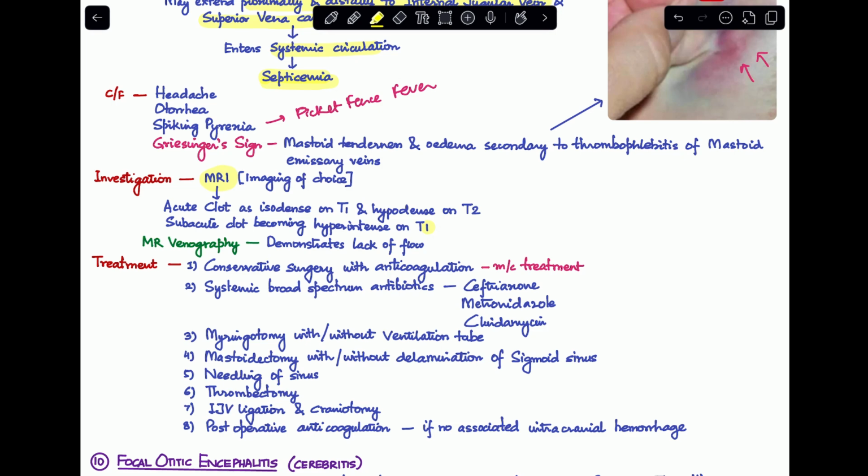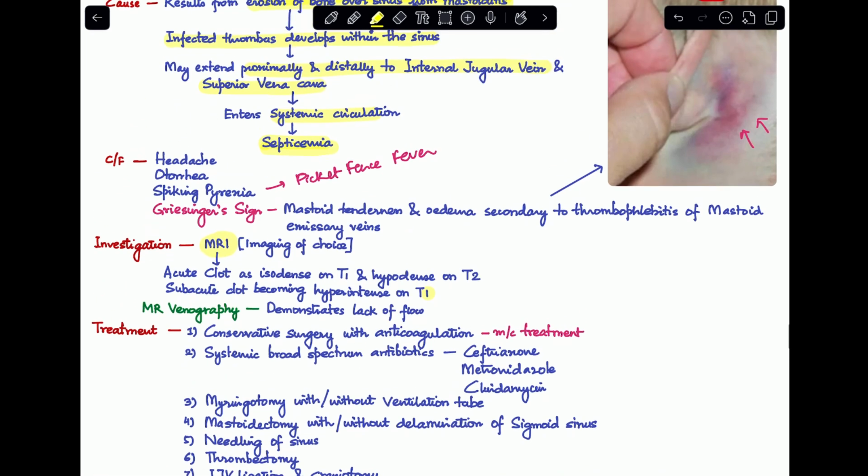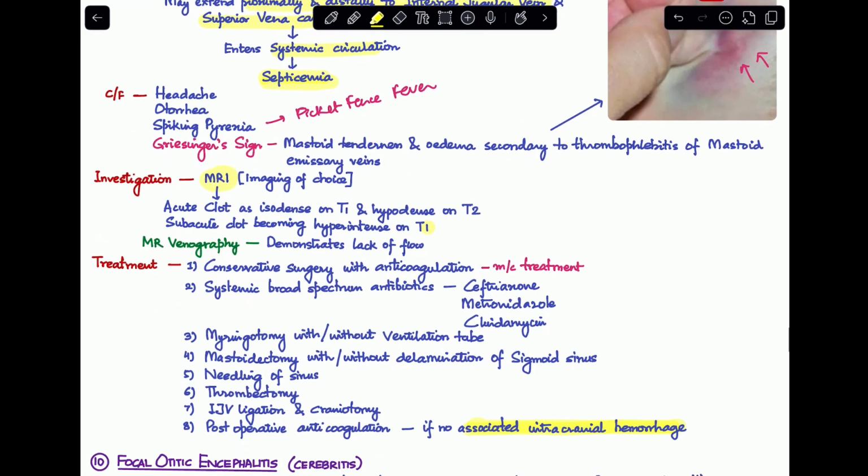There are other surgical treatment options, which include myringotomy with or without ventilation tube, mastoidectomy with or without delamination of sigmoid sinus, needling of sinus, thrombectomy, internal jugular vein ligation and craniotomy, and post-operative anticoagulation, which is only given if there is no associated intracranial hemorrhage. So this is about sigmoid sinus thrombosis.